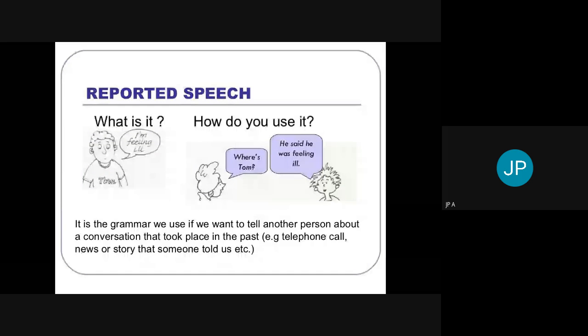He was feeling ill. The feeling ill remained the same, but the I changed to he, and the am changed to was. So these are the changes that have happened in the sentence that you see in the screen. I changed it to he and am changed it to was. So such changes happen when we make a reporting of what we heard, when we convert a sentence from direct speech to indirect speech.